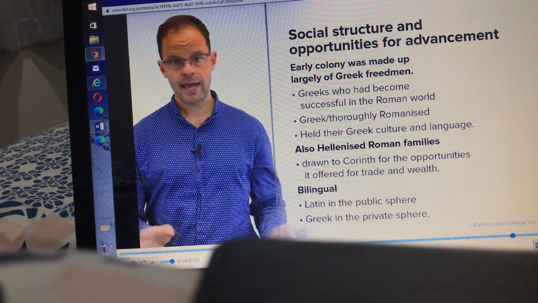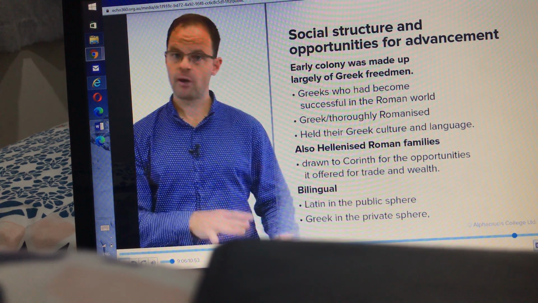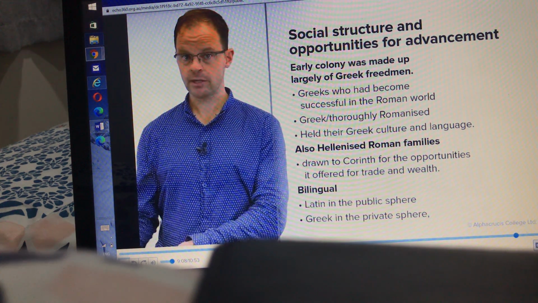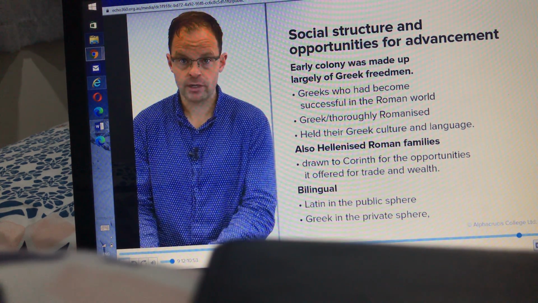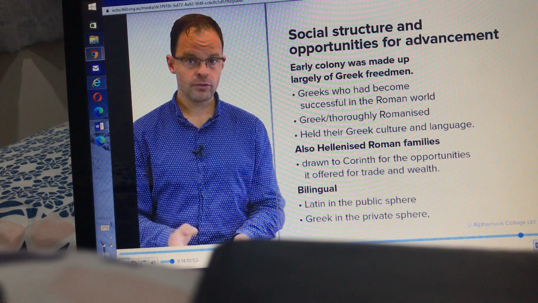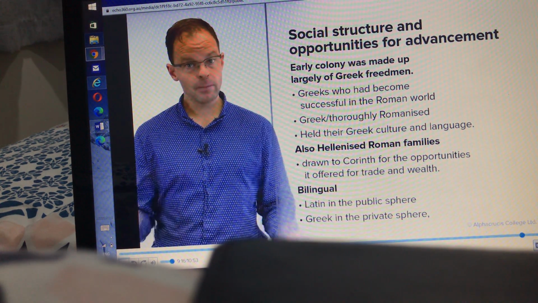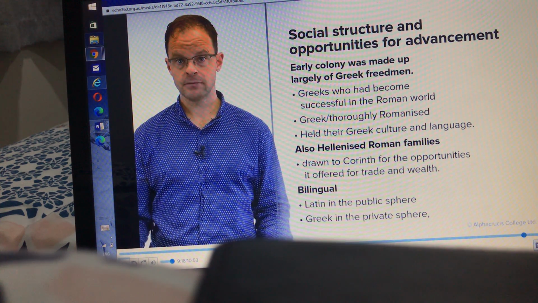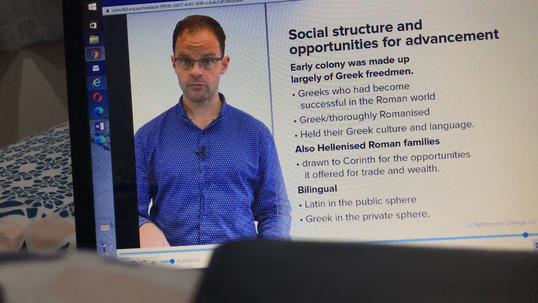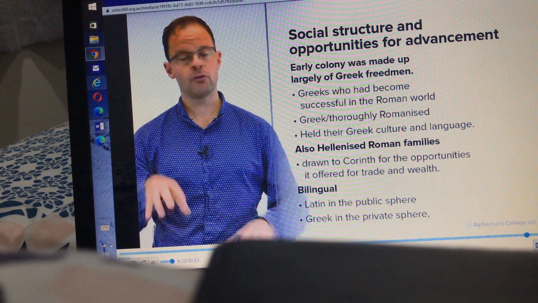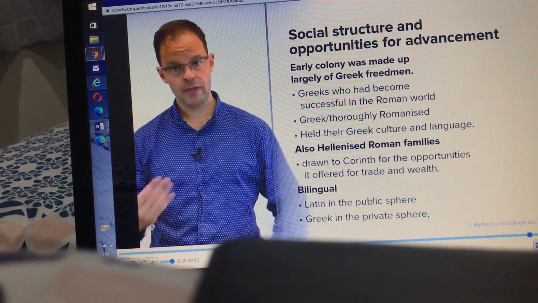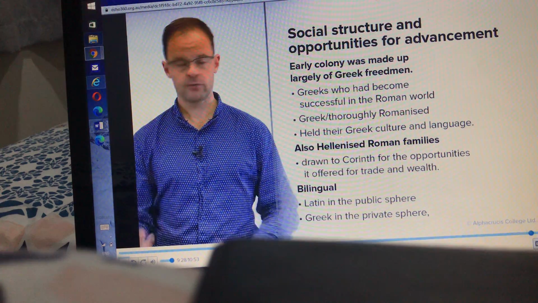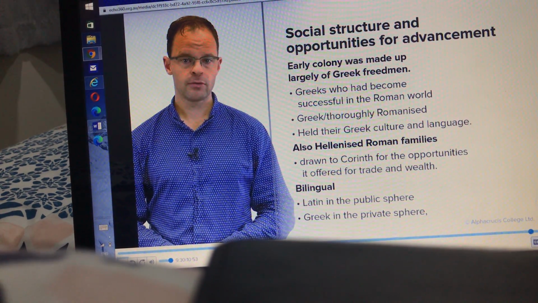You go to Rome, it's Latin, and there's lots of other different languages, but primarily it's Latin. Go to Athens, it's Greek. You might have some people that speak Latin, but the language is Greek. In Corinth, it's both. In the public sphere, you speak Latin. In the private sphere, you speak Greek. And both of those worldviews, both of those cultures that are expressed in those languages are found in equal measure in these different contexts within Corinth.